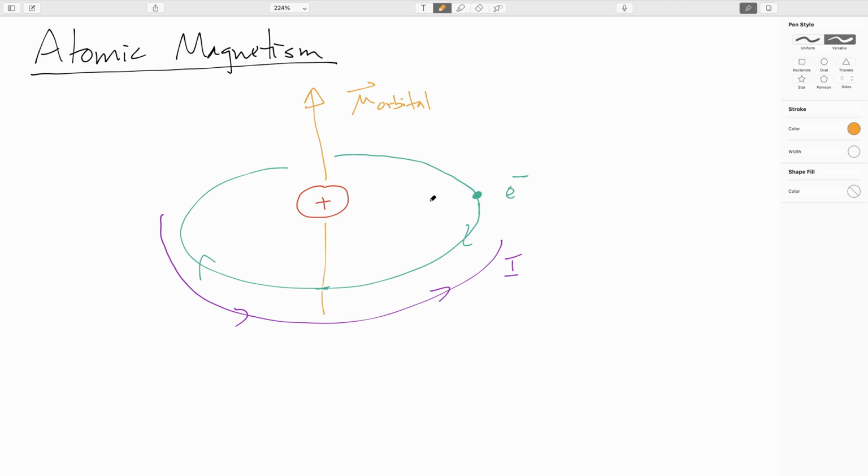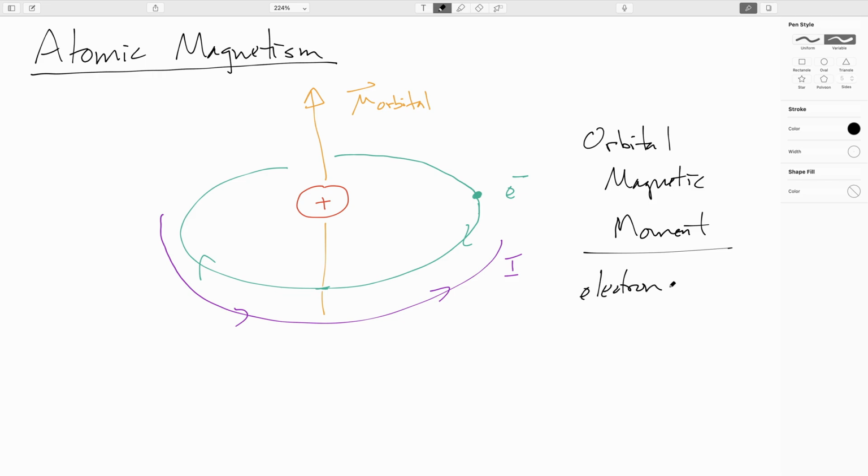Now, it turns out, though, that this is one of our two big ones. This is the orbital magnetic moment. And this is just due to the valence electrons acting like a current loop.